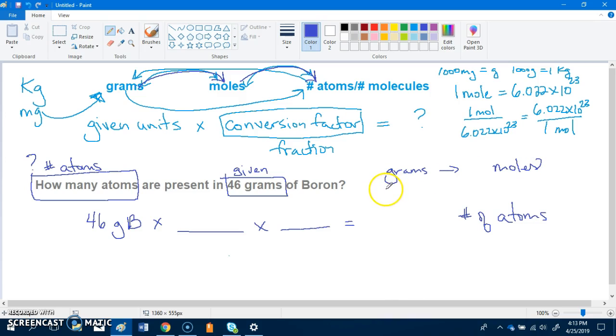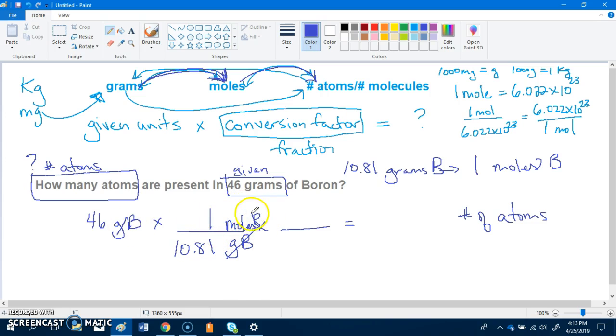And we know that 1 mole of boron has a mass of 10.81 grams of boron, and we find that through the periodic table. So our first conversion factor is this grams to moles. Because we want to cancel out grams, our grams of boron have to be on the bottom, leaving us with moles of boron on the top. So 1 mole of boron is equal to 10.81 grams of boron. That's our first conversion factor.